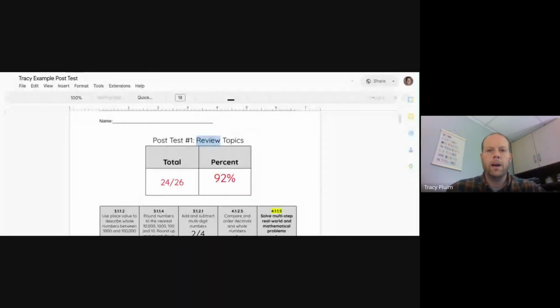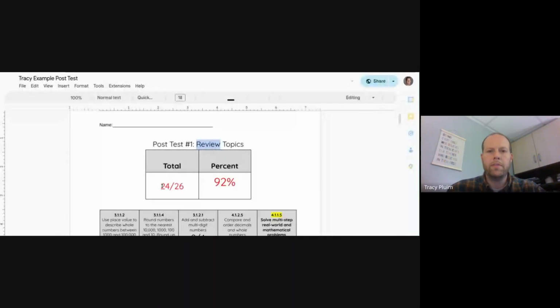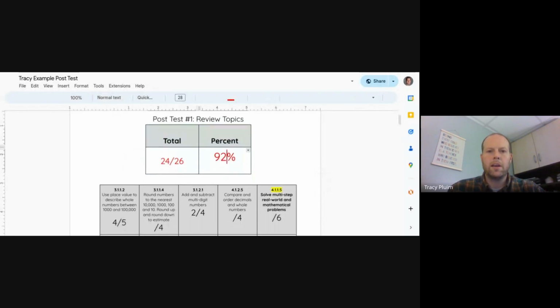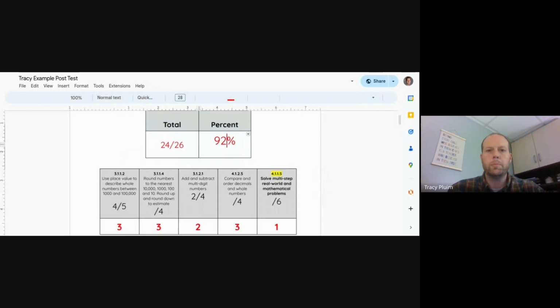Okay, so here's an example of one of our tests. This is our first unit test, which again was a review. So some of the skills were third grade, some of them were fourth grade. The very top portion of each test is going to be for the parents. Many of you are understanding of the traditional way of scoring things. So looking at the total and the percent, that's something that I know a lot of parents can relate to. So that's why we put that on every test.